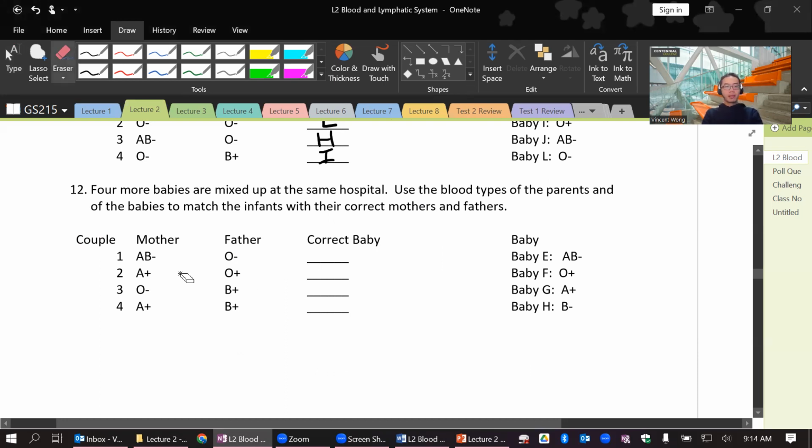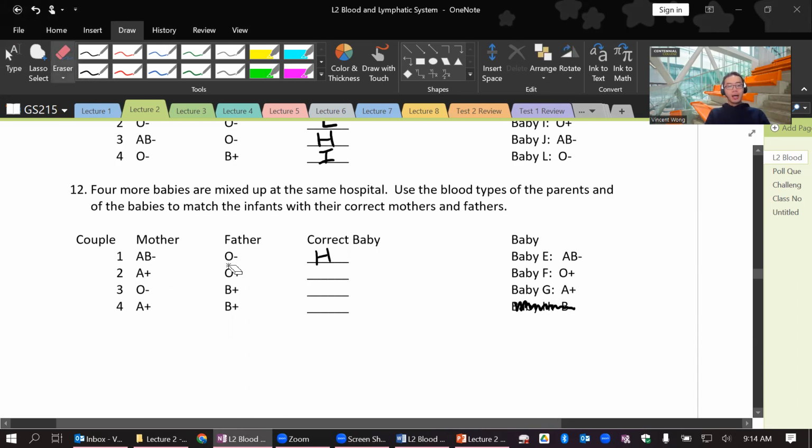So same thing. Okay, let's start with people with type AB or type O blood in the parents. And the first one here we have AB. So AB cannot have O babies, so that's not theirs. Type O cannot have AB babies, so that's not theirs. They are both negative, so you cannot have positive baby. So that's H, right? The first couple, baby H is who they're gonna take home. Okay, baby H is gone.